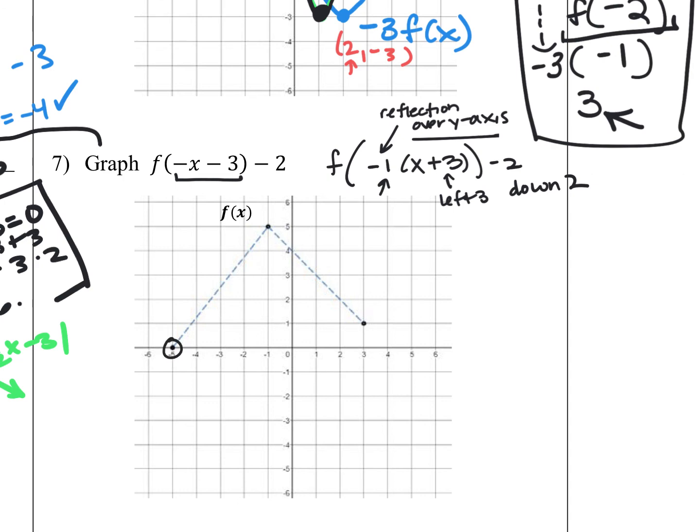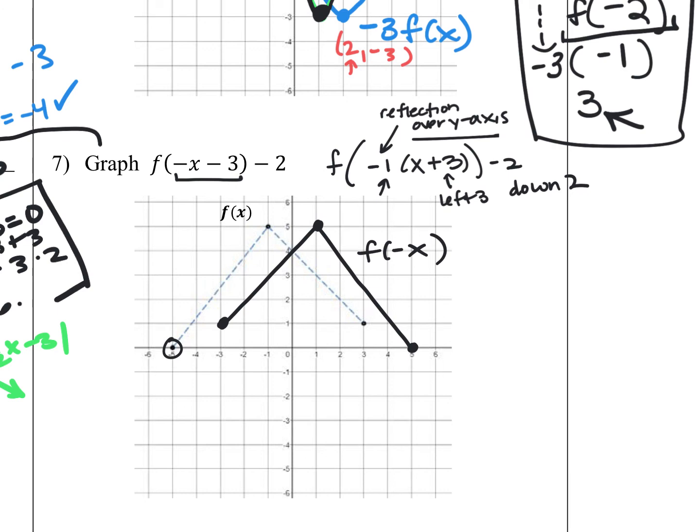So I see negative 5. That one's going to go over and be at positive 5 now. 3 is going to be at negative 3, and negative 1 will be at positive 1. So we have this picture going on, which should look like a reflection. Okay, and so then we also want to move it to the left 3 spaces and down 2.